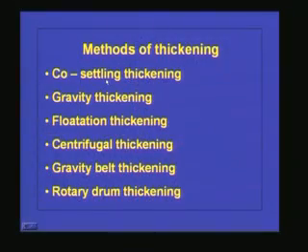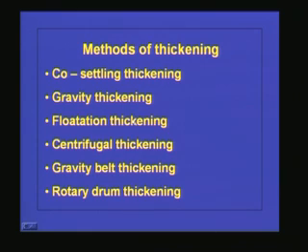So what are the methods commonly used for thickening? They are co-settling thickening, gravity thickening, flotation thickening, centrifugal thickening, gravity belt thickening and rotary drum thickening. These are the most commonly used methods for thickening. So in co-settling, what is happening? We will have various clarifiers, and the sludge from the clarifiers will come to the thickener. Similarly, the overflow from the clarifiers also will come to the thickener. Because of this, proper thickening will take place in the thickening tank, and it will considerably reduce the sludge volume.